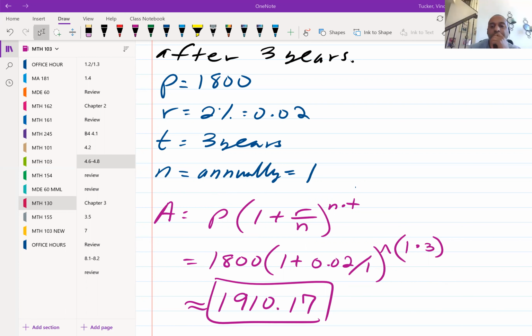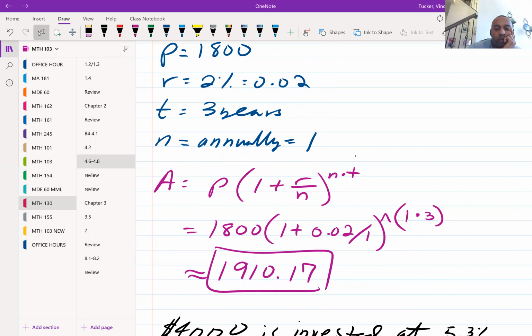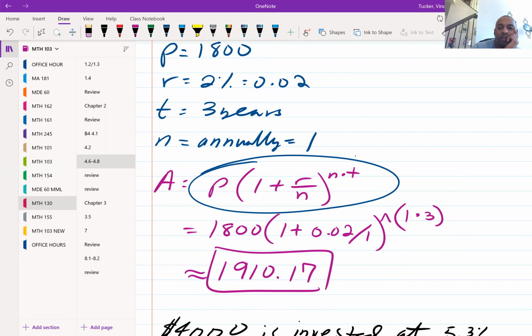There you go. All right. Questions on what we did here? Like I said, it's about following the formula, and you plug your values into the formula.